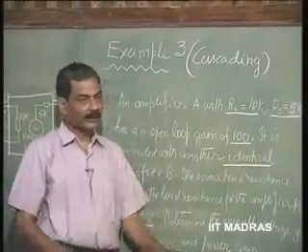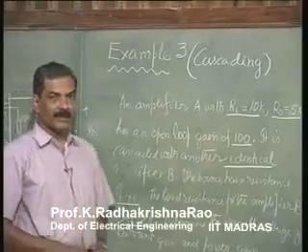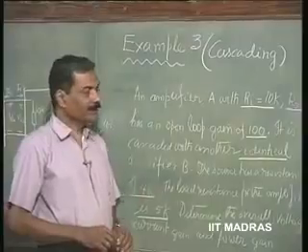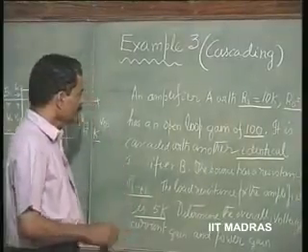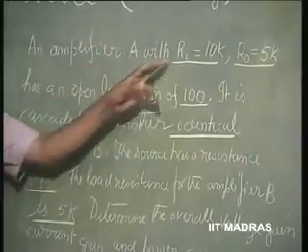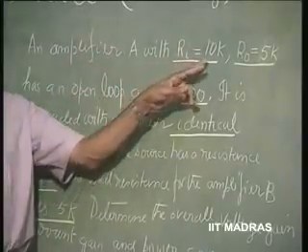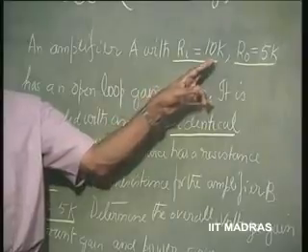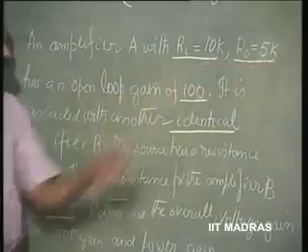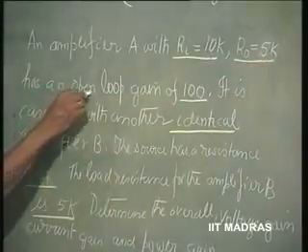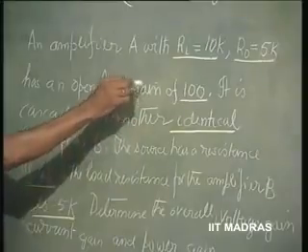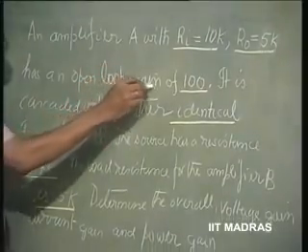In the last class, we were discussing cascading of amplifiers. Let us now take an example so as to illustrate the effect of cascading. An amplifier A with Ri, the input resistance, equal to 10 kilo ohm, and R0, the output resistance of the amplifier, equal to 5 kilo ohm, has an open loop gain, that is, with the output load open, of 100.